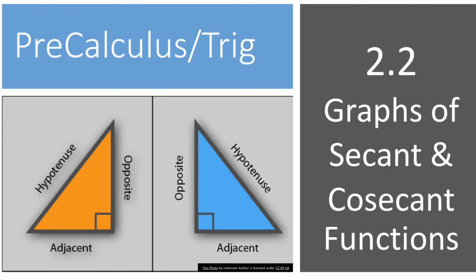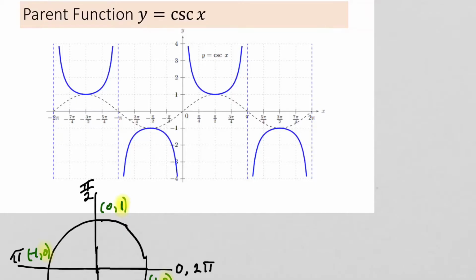Welcome to Pre-Calculus Trig, Section 2.2 on graphs of the secant and cosecant functions. So the first thing we're going to do is learn how to construct the graph of the parent function for the cosecant, y is equal to the cosecant of x.